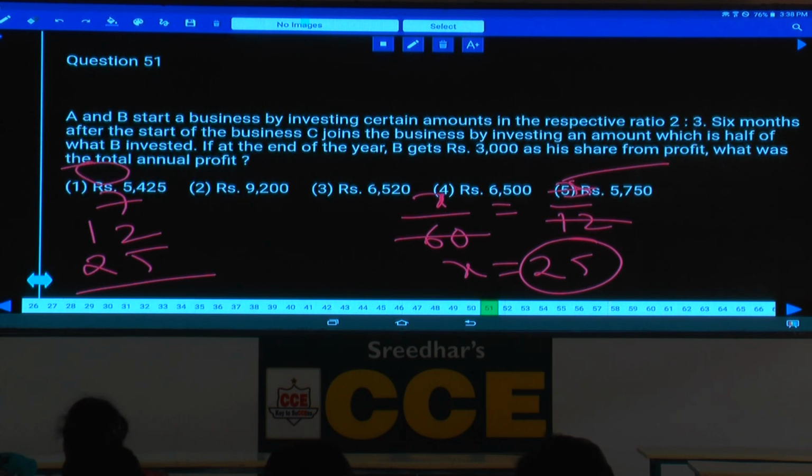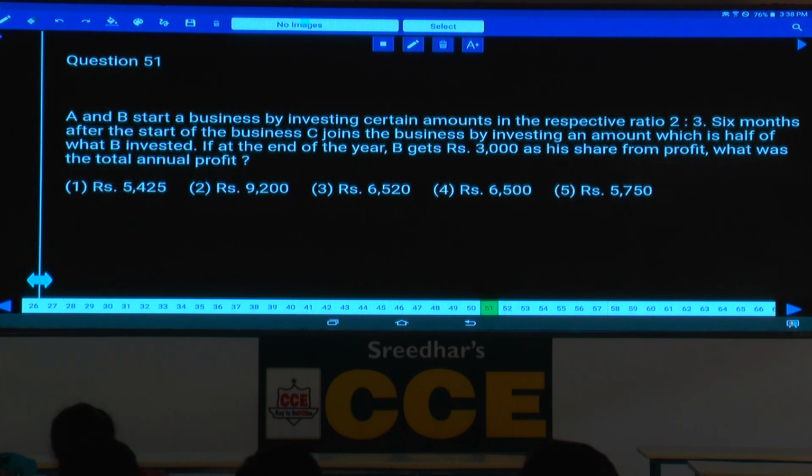Okay? Next. A and B started a business by investing certain amounts in the ratio 2:3. 6 months after the start of the business, C joins the business by investing an amount which is half of what B invested. Okay. So let me change the ratio to 4:6. A invested 4 parts, B 6 parts. As C invested half of investment of B, that becomes 3 parts.